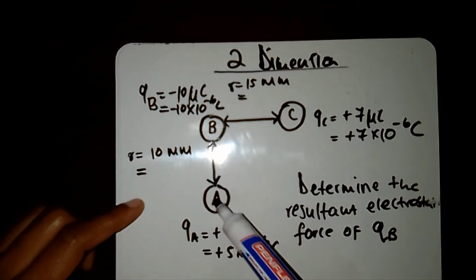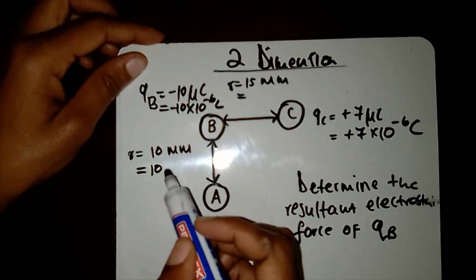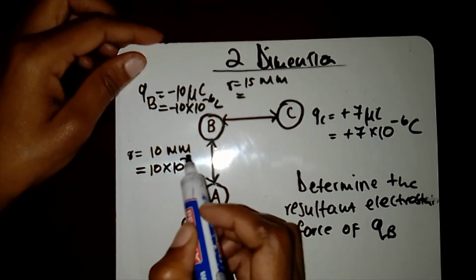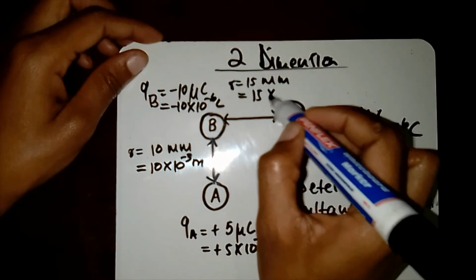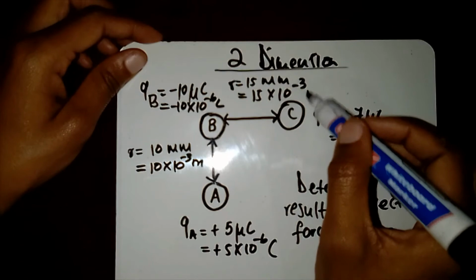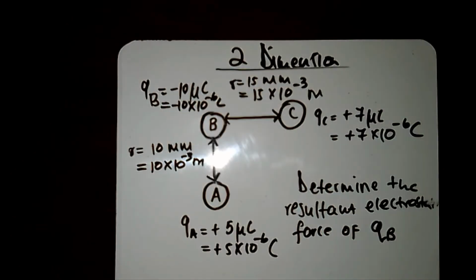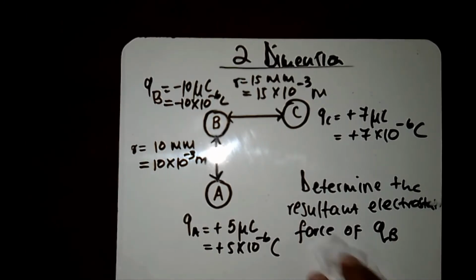And the distance between A and B is given as 10 millimeters. We know milli means 10 to the power of minus 3. 10 to the power of minus 3 meters. Here it's 15, so this is going to be 15 multiplied by 10 to the power of minus 3 meters as well. All right. And now we have to find the resultant electrostatic force on QB.